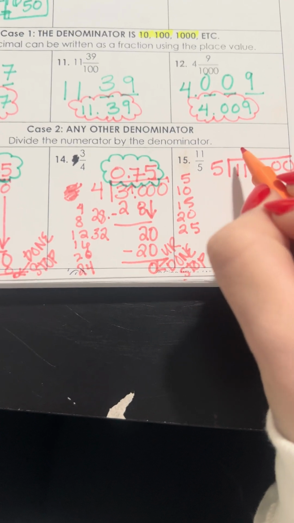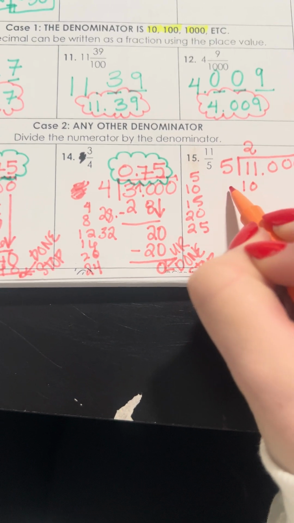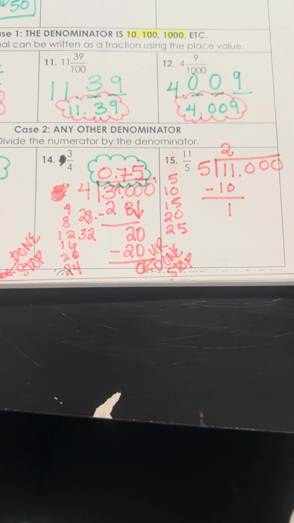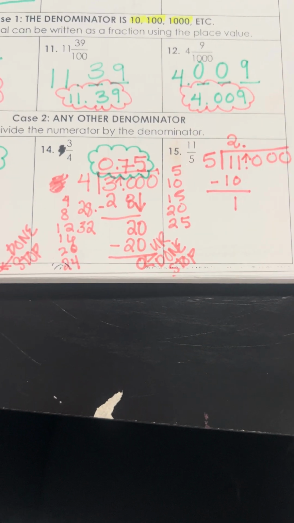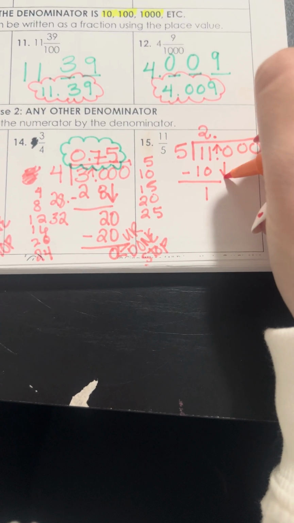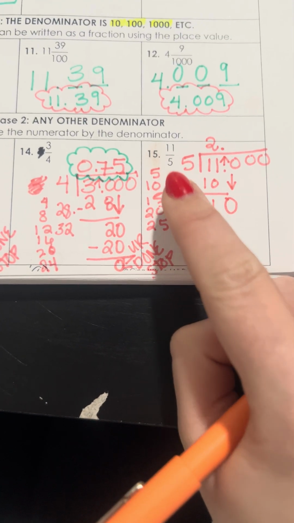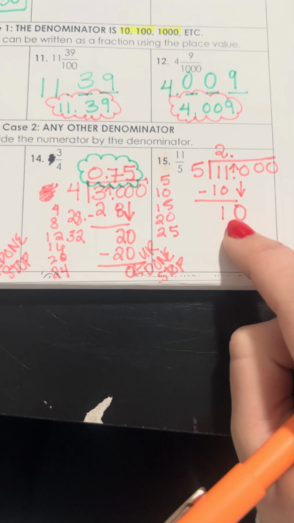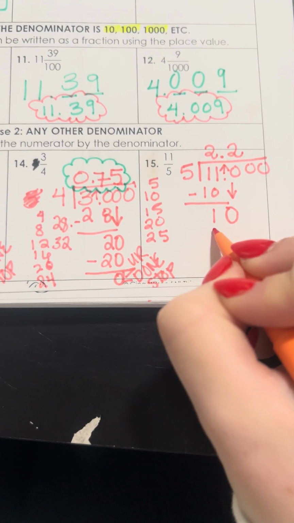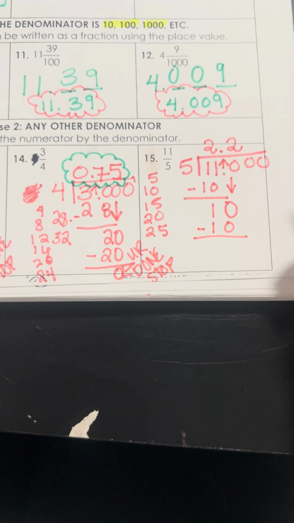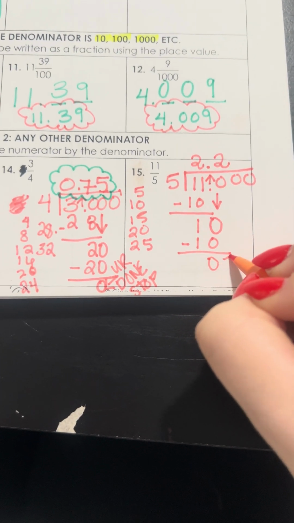5 goes into 11 2 times. 5 times 2, 10. Subtract to get 1. Now, before you bring that 0 down, you need to bring your decimal up. We're going to bring our 0 down. And now we ask ourselves, how many times does 5 go into 10? 5 goes into 10 2 times. 5 times 2 is 10. When you subtract those numbers, you get 0. And remember, when you get 0, that means you're done.